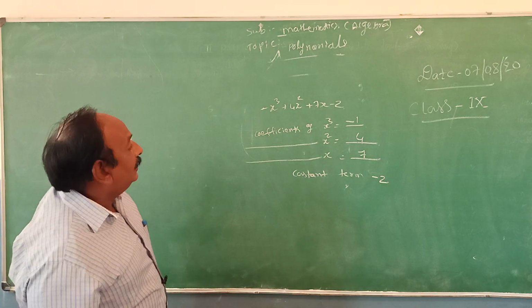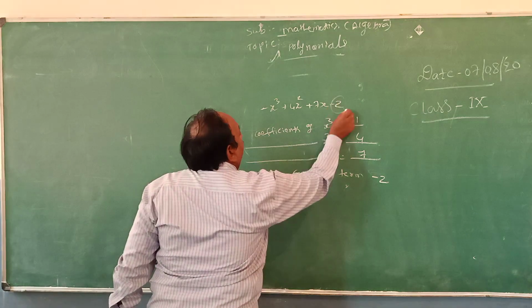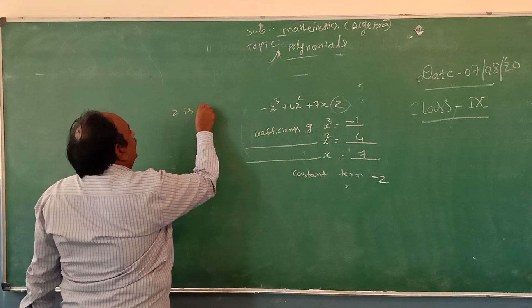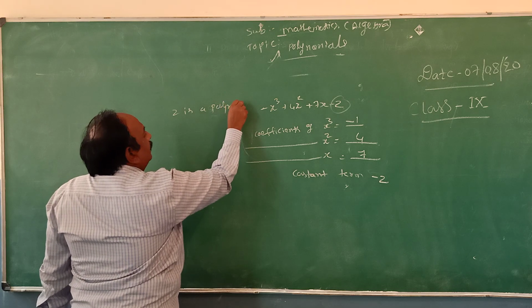Now 2 is a polynomial. This 2 is also a polynomial. 2 is a polynomial. Understand?